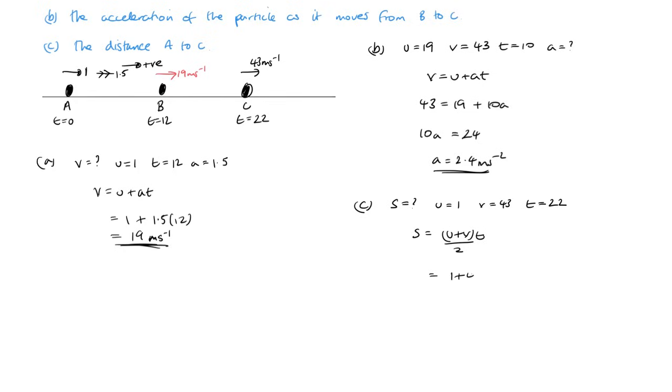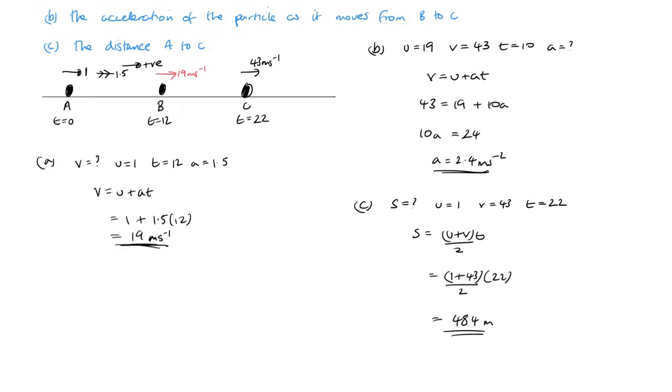So that's 1 plus 43 over 2 times 22. So 1 plus 43 is 44, divided by 2 is 22, times 22 is 484 meters. At least that's what I think some of you have done.